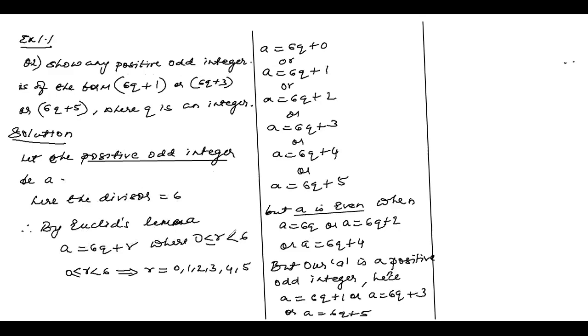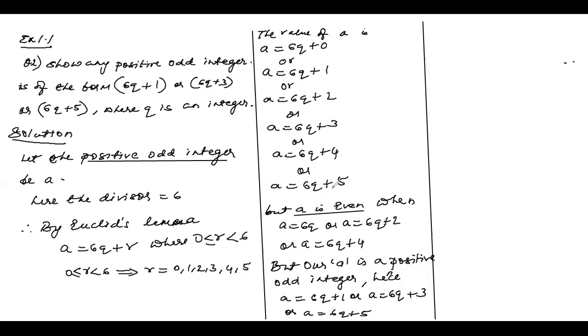But we know the condition for remainder. R is greater than or equal to 0 but less than 6. But r greater than or equal to 0 less than 6 implies r is equal to 0, 1, 2, 3, 4, 5. So what happens? Therefore, A is equal to 6q plus 0 or A is equal to 6q plus 1 or A is equal to 6q plus 2 और ये सब आएगा रिमाइंडर्स है ना possible remainders.